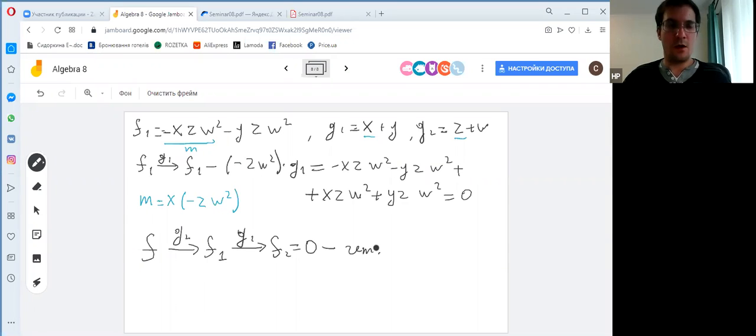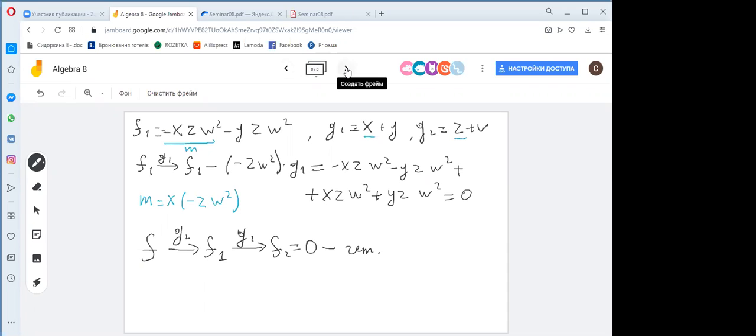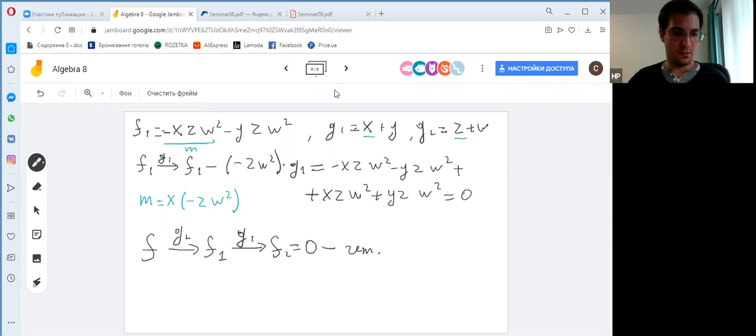Is it clear how to obtain the remainder? What are the reductions? Kinda. Okay, it's very vital to understand what the reductions are.